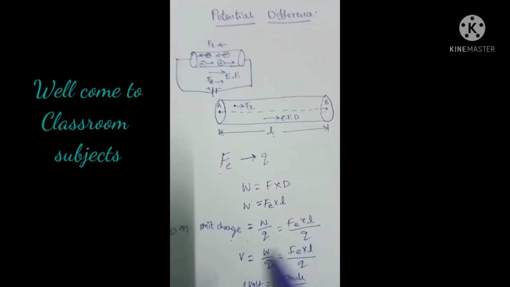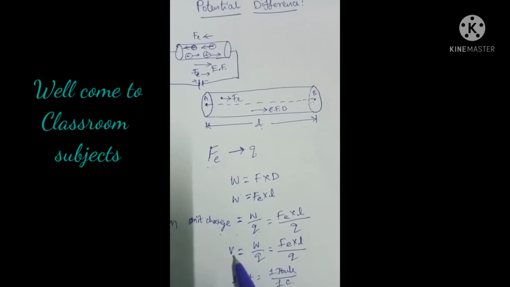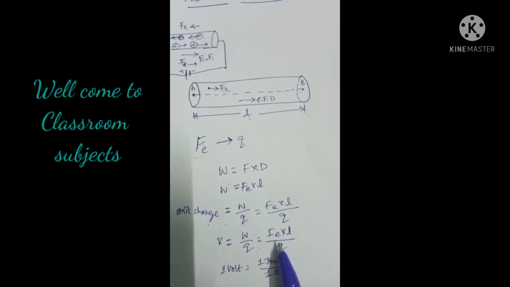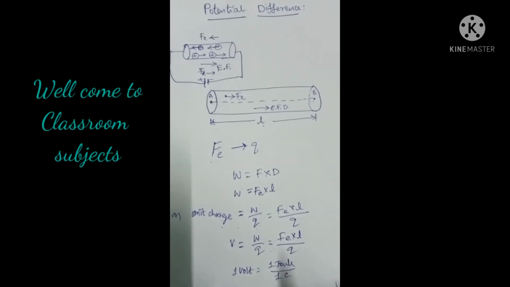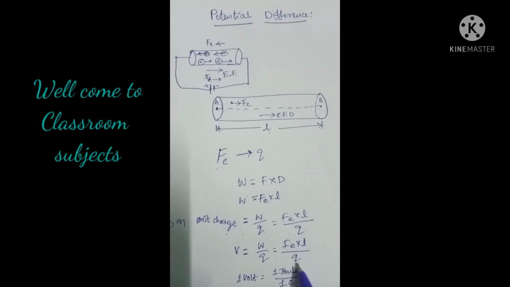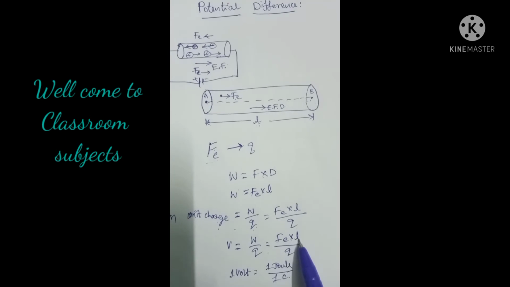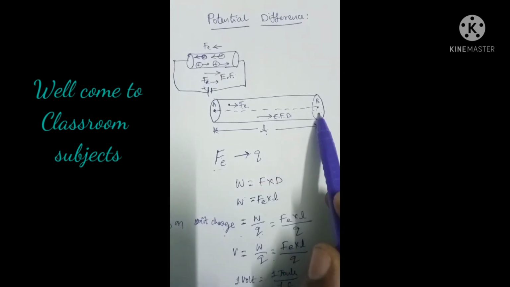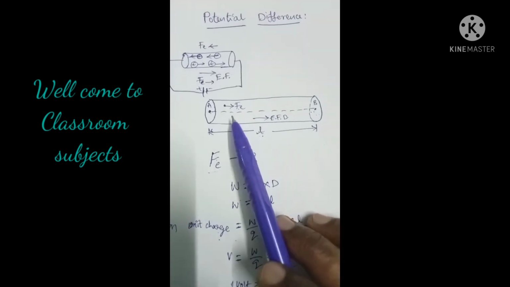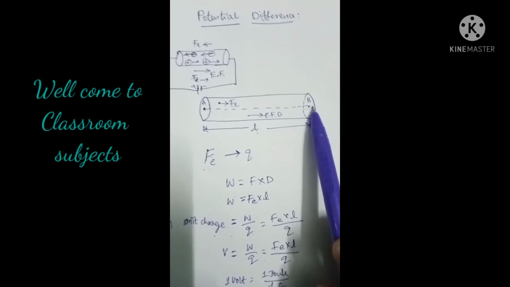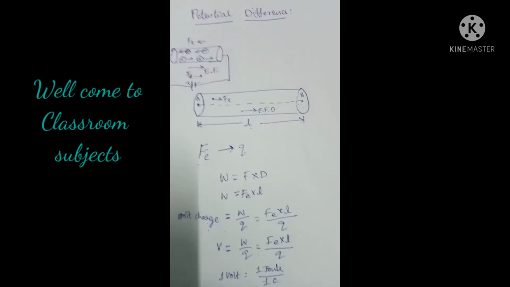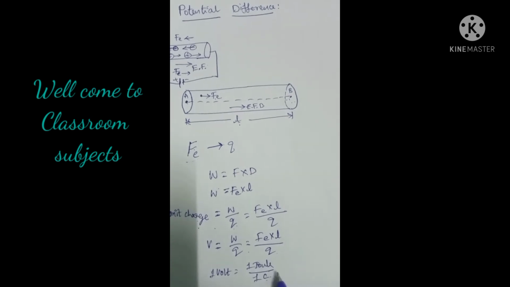So potential difference is denoted by V. V is equal to W by Q, which is nothing but Fe into L by Q. Potential difference is defined as the work done by the electric force to move a unit charge through a distance L from point A to point B. This is called the potential difference between point A and point B. So 1 volt is equal to 1 joule by 1 coulomb.